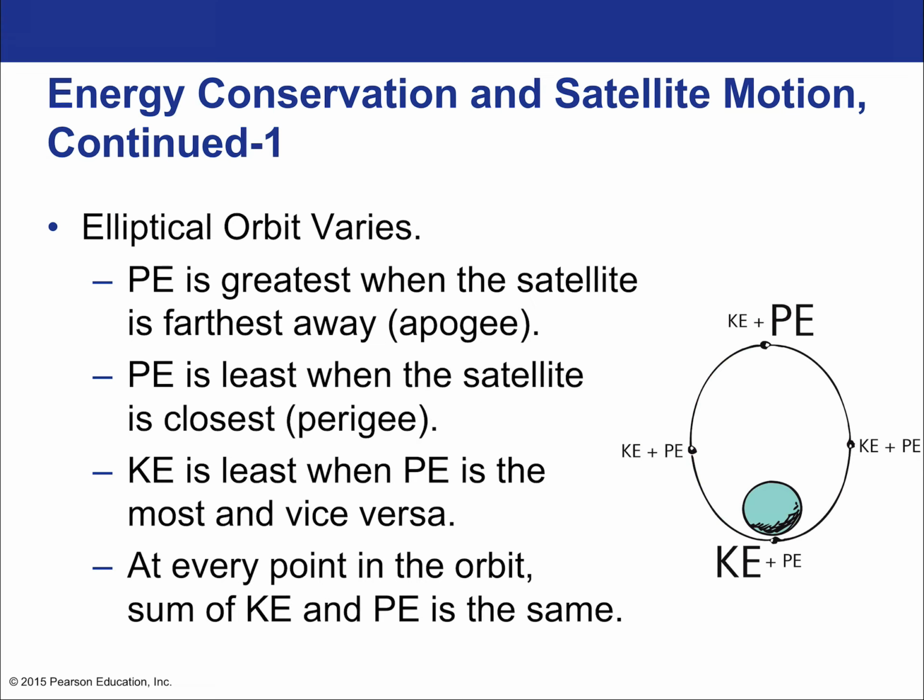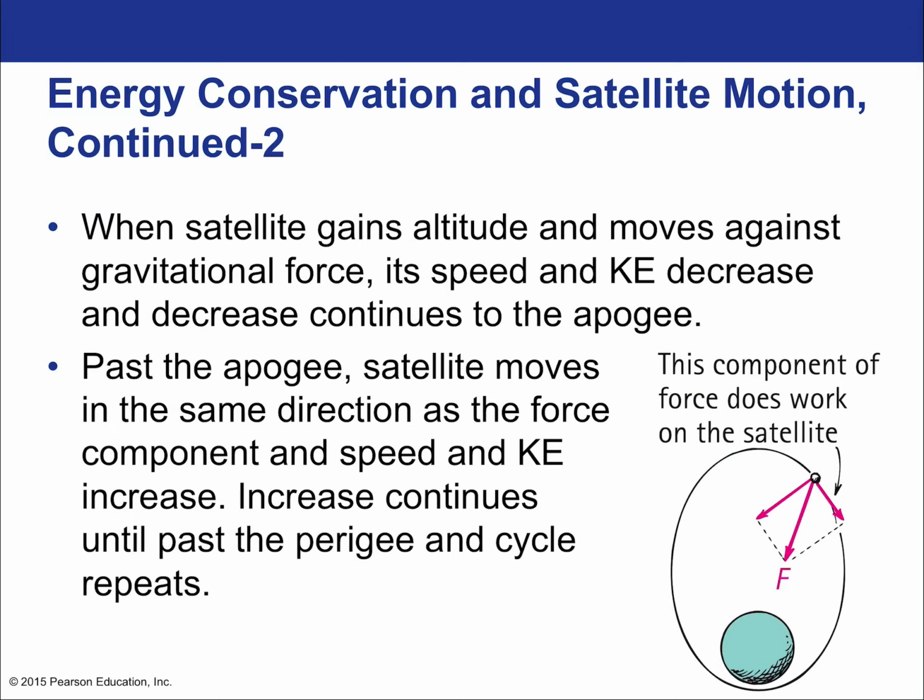But in an elliptical orbit, like I sketched before, it varies. This figure is better than my sketch on the previous slide. You can clearly see that when the satellite is far away from Earth, it's got big potential energy and small kinetic, and vice versa when it's close. So when a satellite gains altitude and moves against the gravitational force, its speed and kinetic energy decrease, and the decrease continues to the apogee. The apogee is just the point of greatest distance from the center of the planet. Past the apogee, the satellite moves in the same direction as the force component, and the speed and kinetic energy increase. The increase continues until past the perigee, which is over here, the point of closest approach, and the cycle repeats.